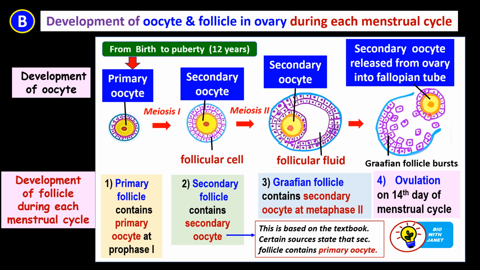When ovulation occurs on the 14th day of the menstrual cycle, the secondary oocyte is released from the Graafian follicle in the ovary into the fallopian tube, because the Graafian follicle bursts. So altogether, we see three types of follicles: the primary follicle containing the primary oocyte, the secondary follicle that contains the secondary oocyte, and then the Graafian follicle that contains the secondary oocyte at the stage of metaphase 2 of meiosis.